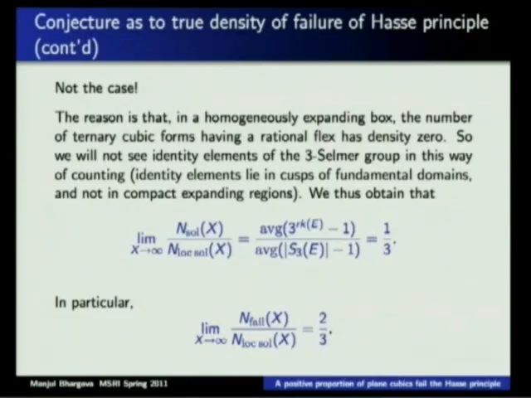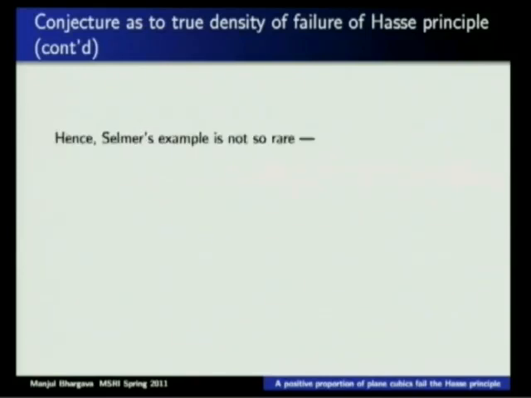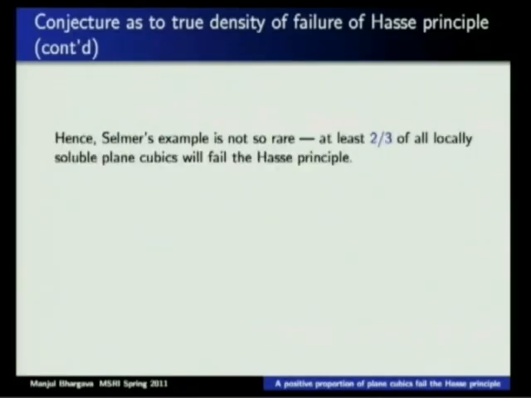It's 2/3. If you pick a random locally soluble ternary cubic, the expectation is that you're going to fail the Hasse principle with probability 2/3. And so what that means is that Selmer's example is not so rare. At least 2/3 of all locally soluble plane cubics, assuming this rank distribution conjecture, will fail the Hasse principle.